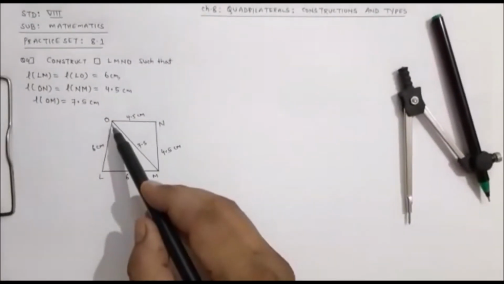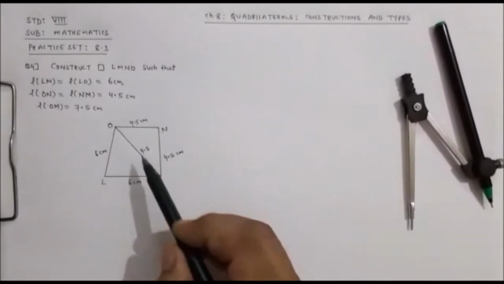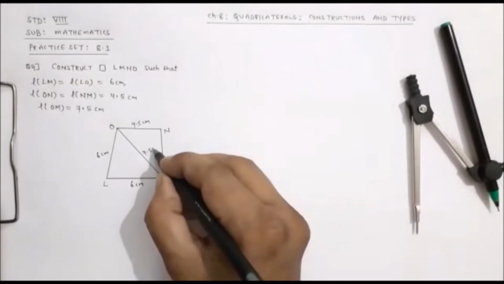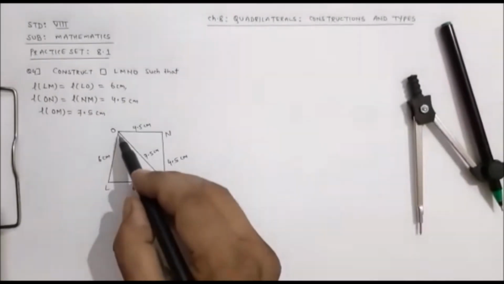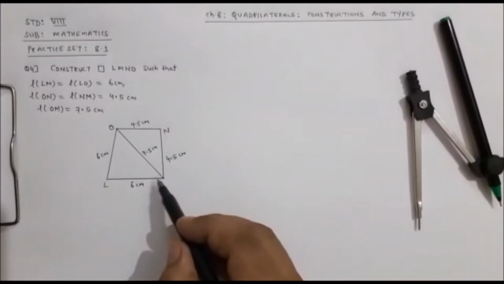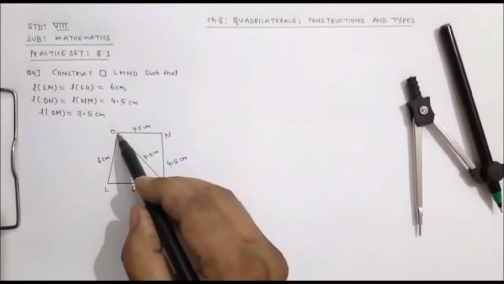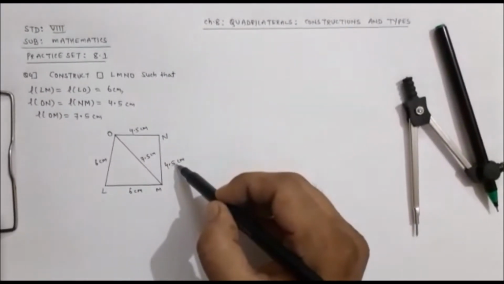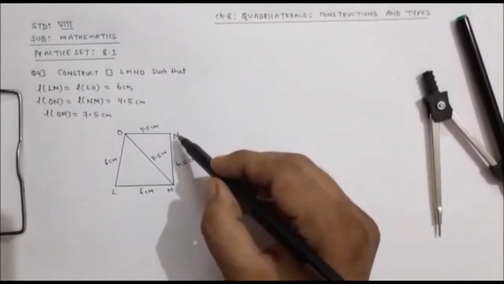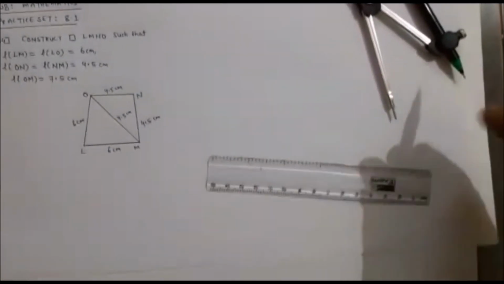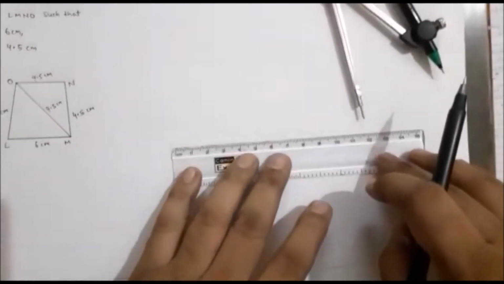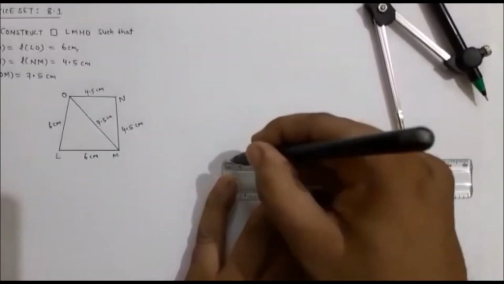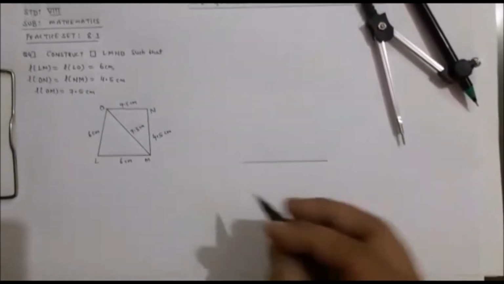First step, we can see we have triangle OLM. All 3 sides are there, right? 6 cm, 6 cm and 7.5 cm. First we'll construct triangle OLM, right? OLM. Then from O, cut an arc of 4.5. From point M, cut an arc of 4.5 again to get point N. Okay, let's start. First we'll draw LM 6 cm. You can see that. Okay, this is LM.